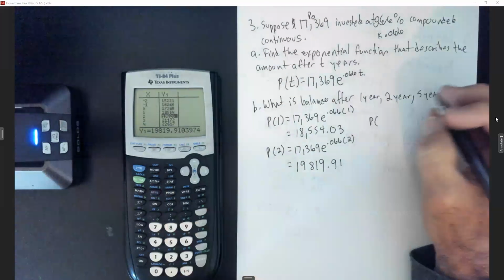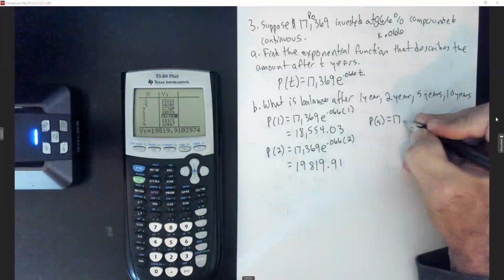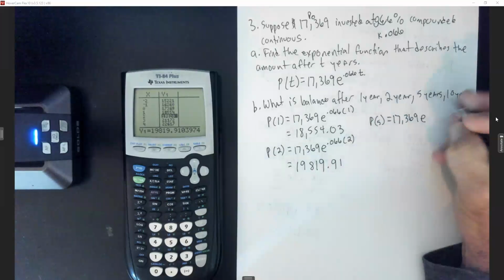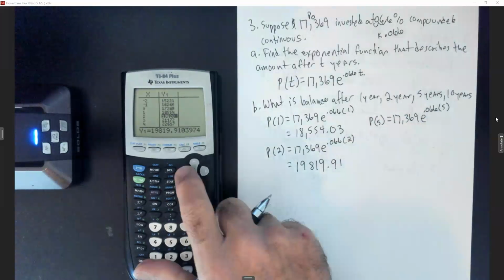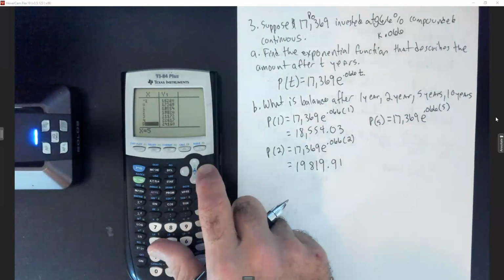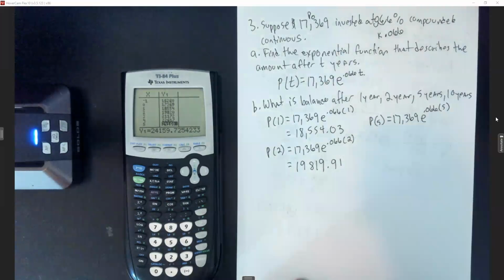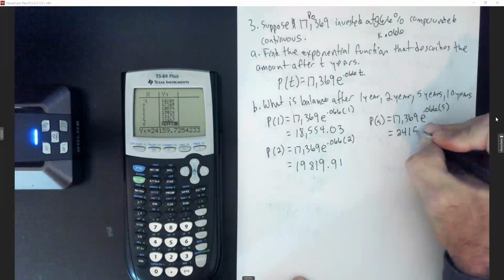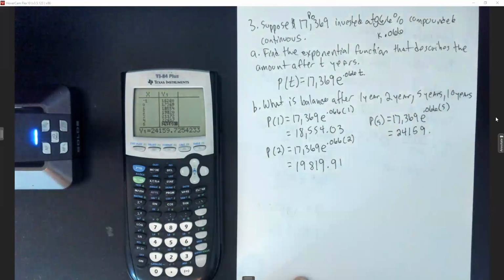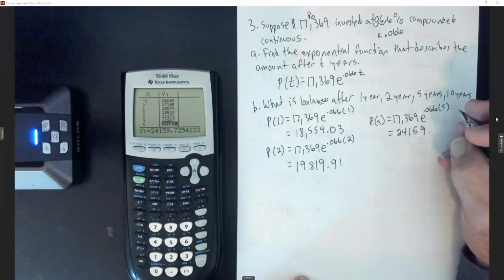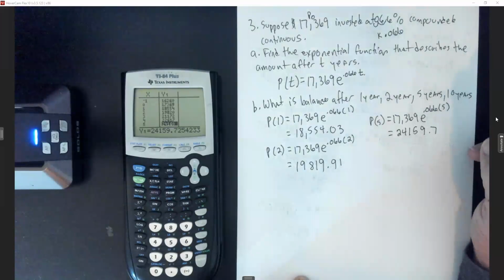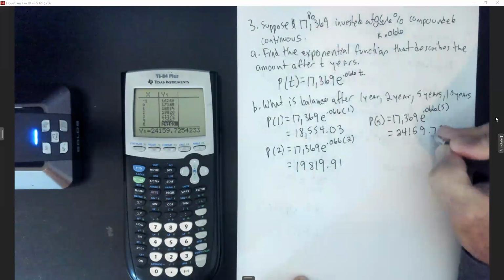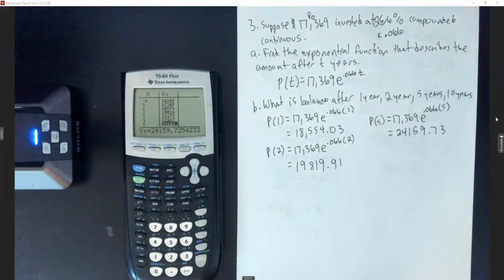So watch this. What was next? P of 5. So we could punch it in as 17,369 e to the 0.066 times 5. But y'all watch this. I can go right to the 5 on this calculator for the x value. Hover on the y value. And that'll give us $24,159. And oh, I can't hardly see that, but that looks like a 7. Is that a 2 after the 7? So that'll go to a 3. So I get $24,159.73. So we're starting to make money on this.